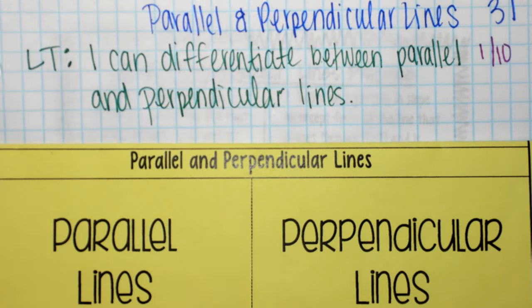So our first learning target says I can differentiate between parallel and perpendicular lines. Is that level 1, level 2, or level 3? Level 2. Why is it level 2? Yes. And because we have to figure it out, right?